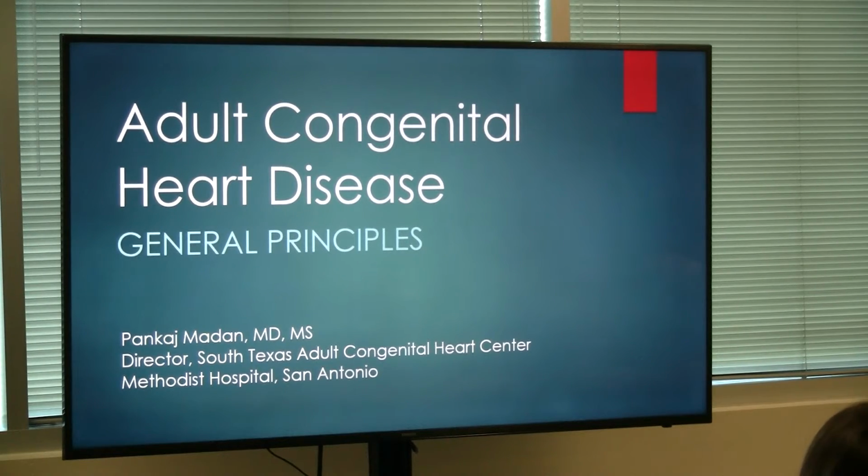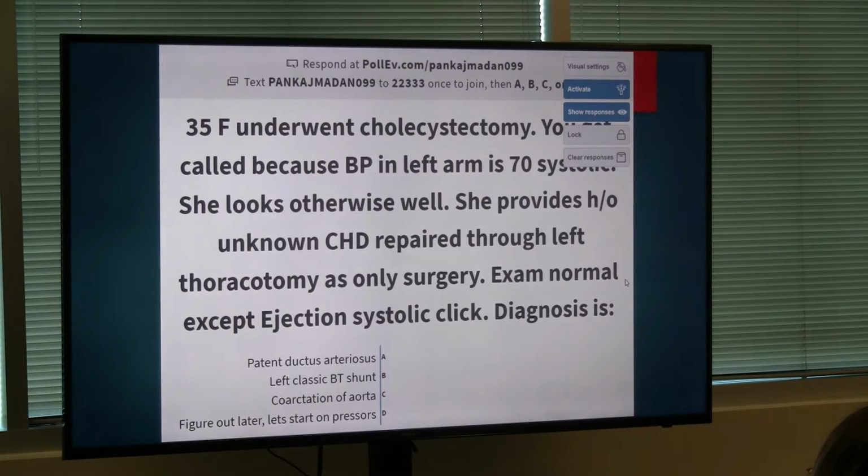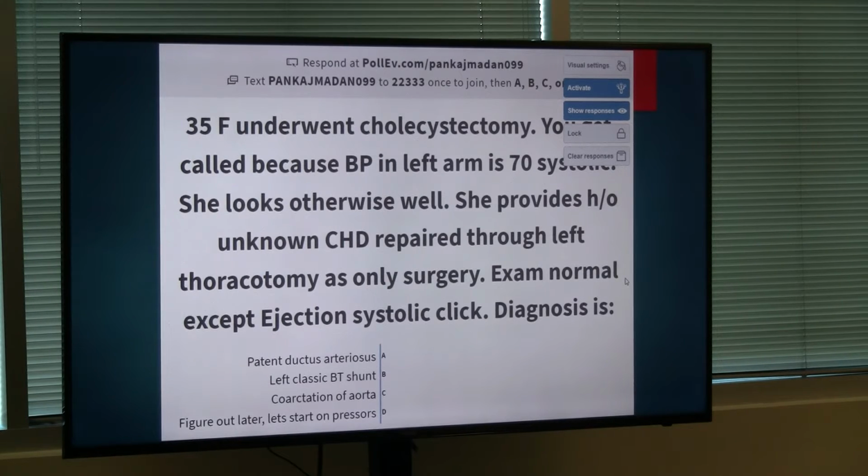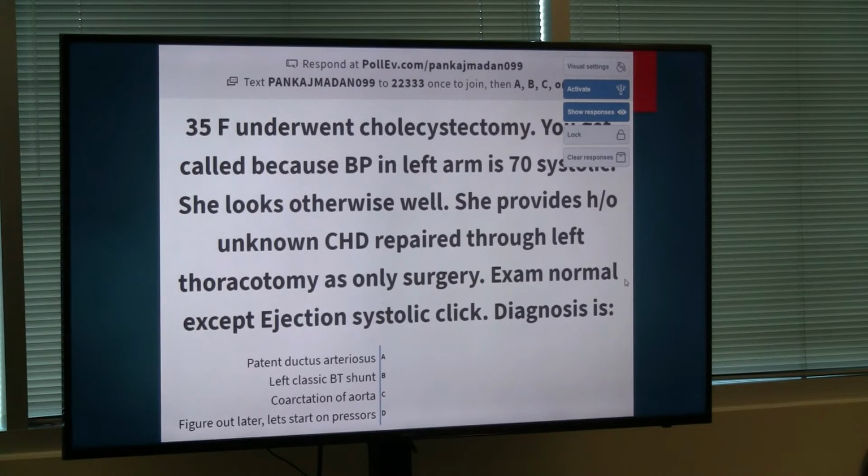So I'm going to get started with a few questions, okay? These are all things that actually happened to us. A 35-year-old female underwent cholecystectomy. You got called because the blood pressure in the left arm is 70 systolic. She looks otherwise well, and provides a history of unknown congenital heart disease, repaired through left thoracotomy as the only surgery she ever had. Exam is normal except for an ejection systolic click on cardiovascular examination.